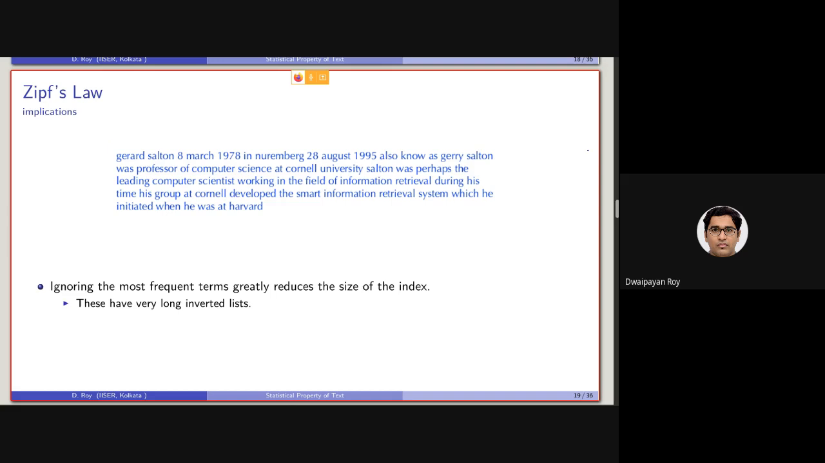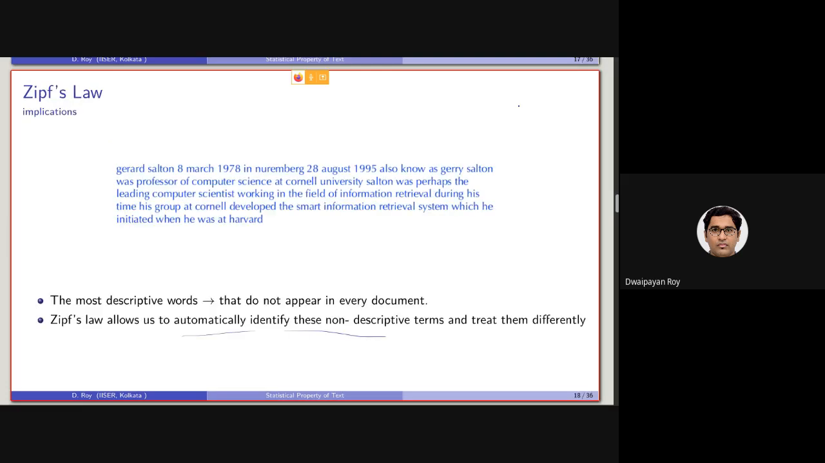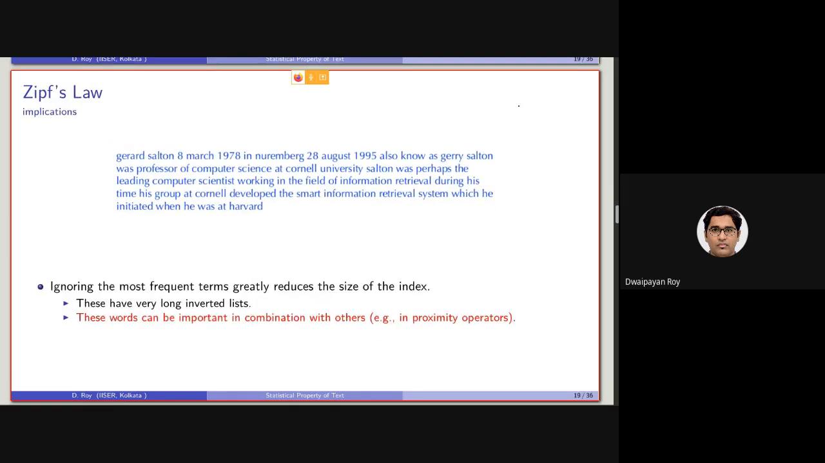It also helps to compress the data. How? Because these terms occur in many documents, their posting list will be very large, right? So we can exclude them. If we exclude them, this much memory will be saved. But sometimes they can be important, like in a proximity operator. What is the proximity operator? We'll be looking at them later on.